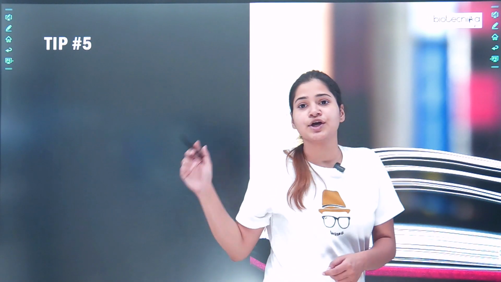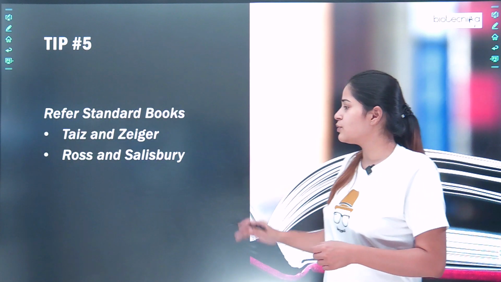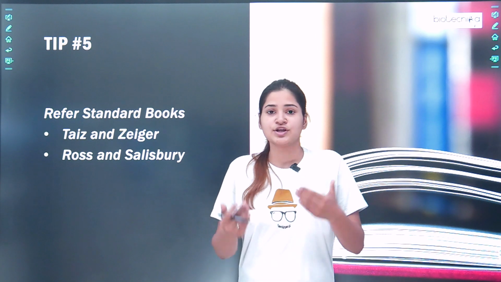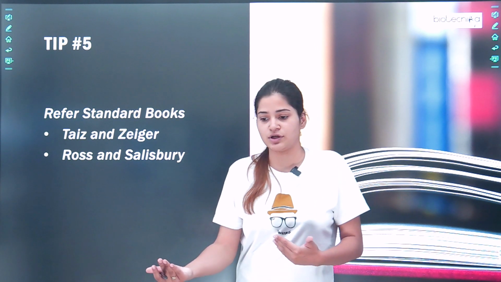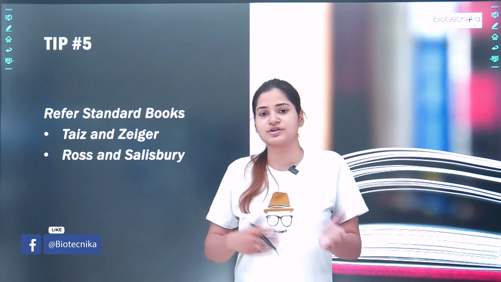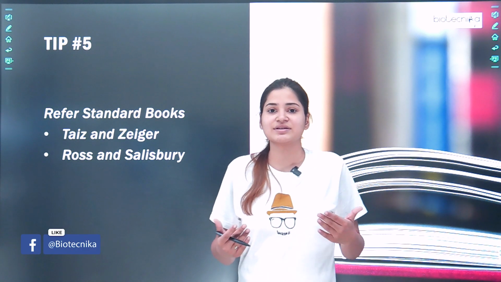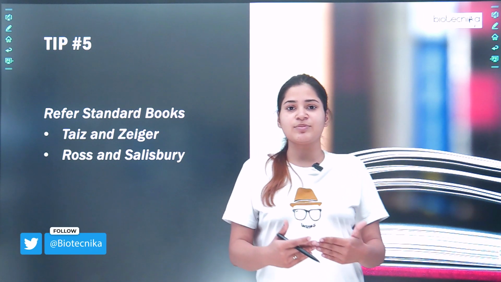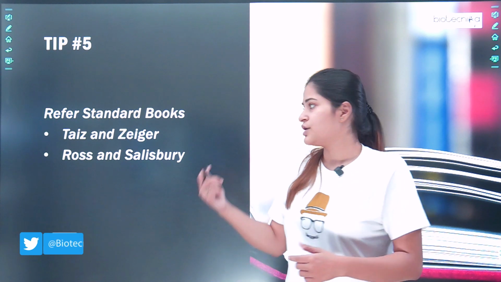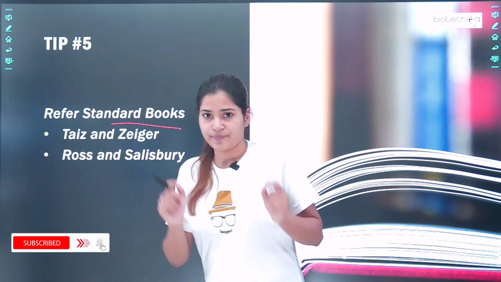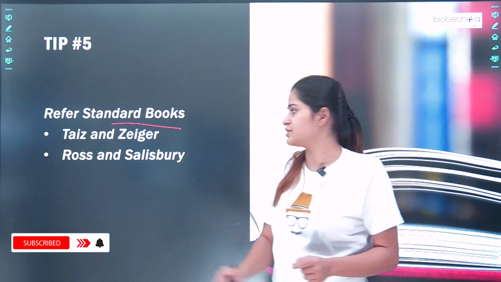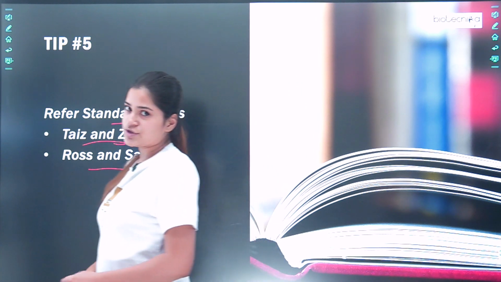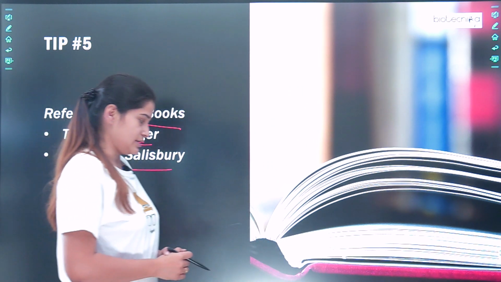The next one is you should refer to a standard book. In order to build your concept, you should not just refer to notes. Firstly, you should refer to a standard book. Students will firstly refer to their coaching notes or short notes, and then they won't understand the concept, and once the question comes, they get confused. So you should build your concept first, and then revise from notes. You should refer to standard books, especially related to plant physiology. The most famous one is Taiz and Zeiger, and then Ross and Salisbury. You should refer to these two books for Unit 6 of the CSIR NET syllabus.